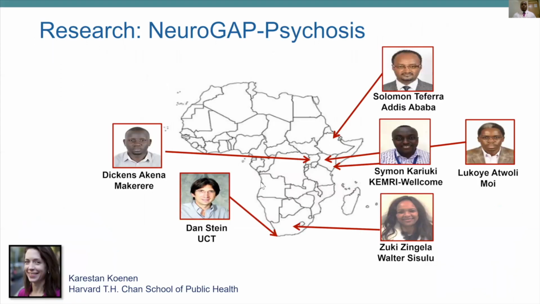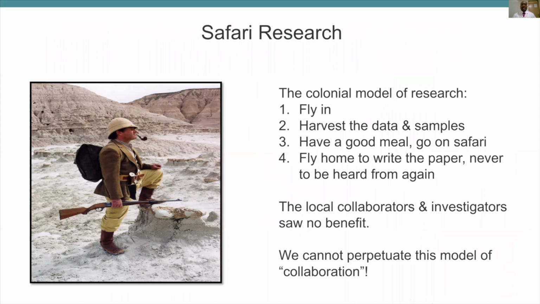So about 4 years ago, Karestan Koenen got together with a group of other PIs across Africa, and they decided to carry out the NeuroGap psychosis study. Simply, this was a large-scale genetic study to try and understand the genetic underpinnings of psychotic disorders in African countries. We know that many of these collaborations have been made before, and we also know that many of them look this way, that people fly in, harvest the data, have a good meal, go on safari, then go home and write papers never to be heard of again. We know that this should not be perpetuated, and it should be condemned, where local collaborators have no input and have no benefit.